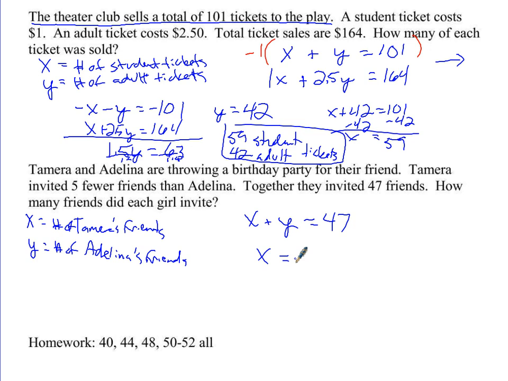So it says Tamara invited 5 fewer friends than Adelina. So if Tamara invited X friends, to get the number of friends that Adelina invited, we'd have to add 5 to it, right? But this is X. So if I have the number of friends that Adelina invited, I would have to subtract 5 from it, if I write it like that. Or I could have gone Y equals X plus 5. So the language on that sentence is kind of weird. Now, is this a good setup for elimination?